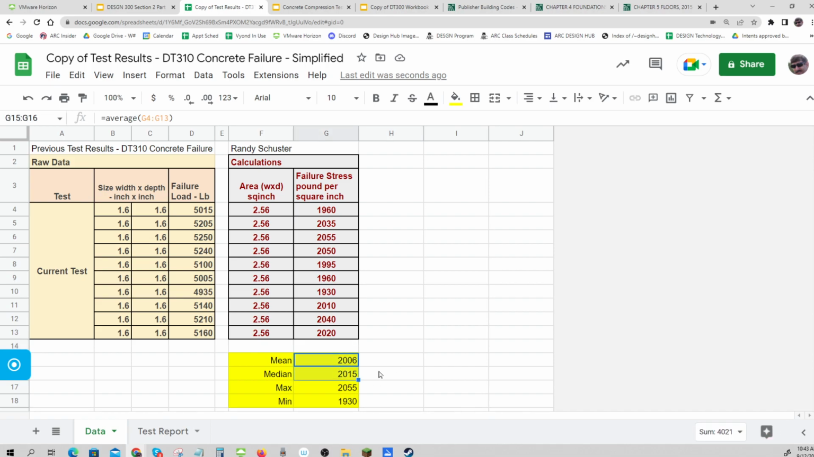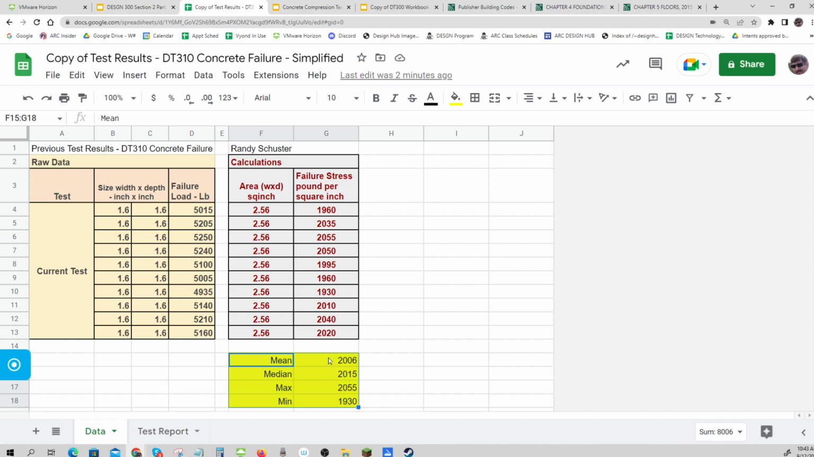And when these are close to each other, we think we have a pretty good test. And then we have a max and a min. And if those are somewhat close to our mean, again, we think we have a pretty good test. All right, and so the engineer would look at these values and decide whether the test was acceptable, met the criteria for the design that the structural or architectural engineer had put forward.